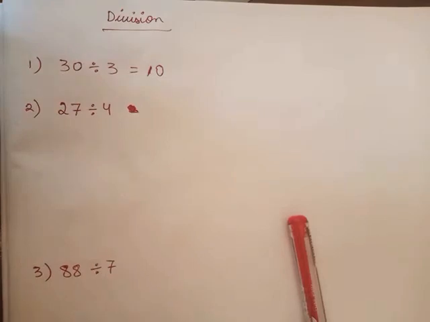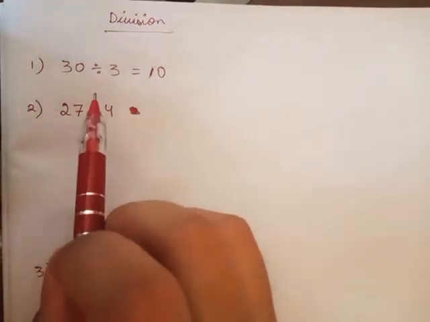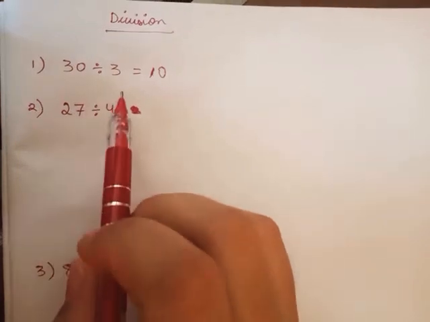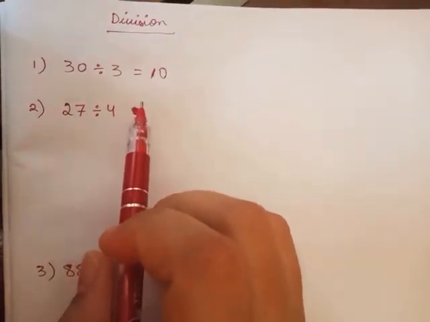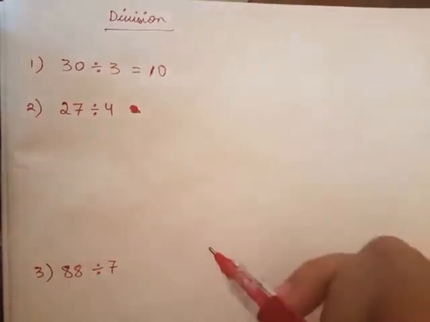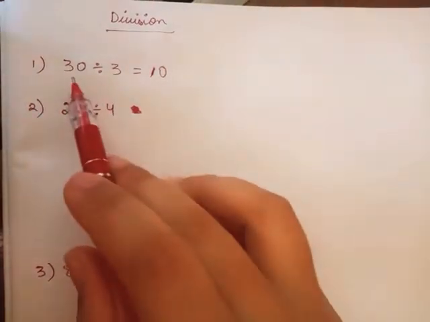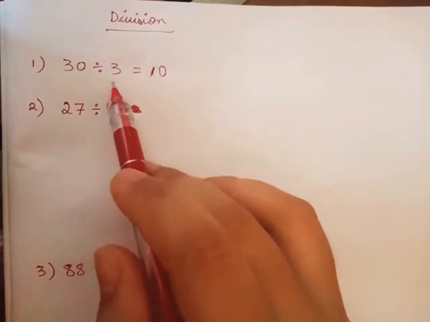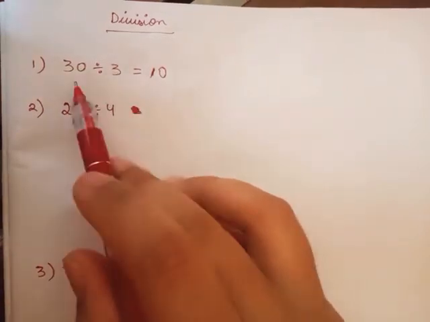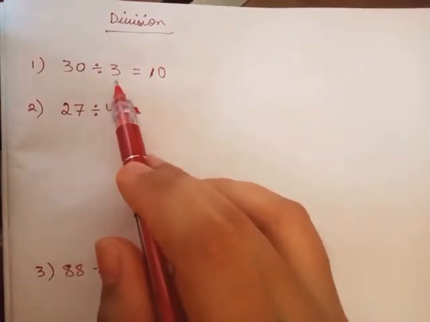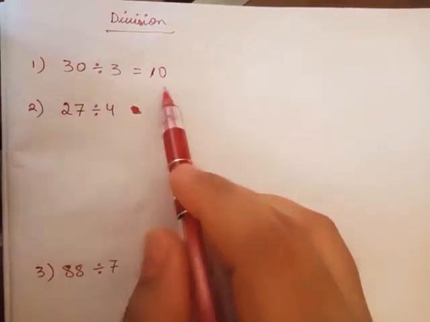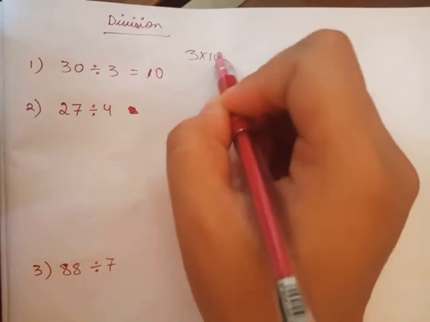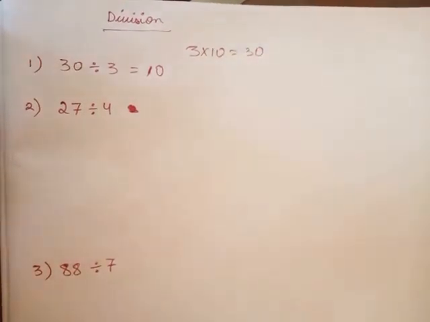Okay, moving on. In our last class, on the basic difference between multiplication and division, I told you that they are opposite to one another, and that 30 divided by 3 means you have to find out how many times 3 will make 30, right? So 3 into 10 is 30, so the answer will be 10.